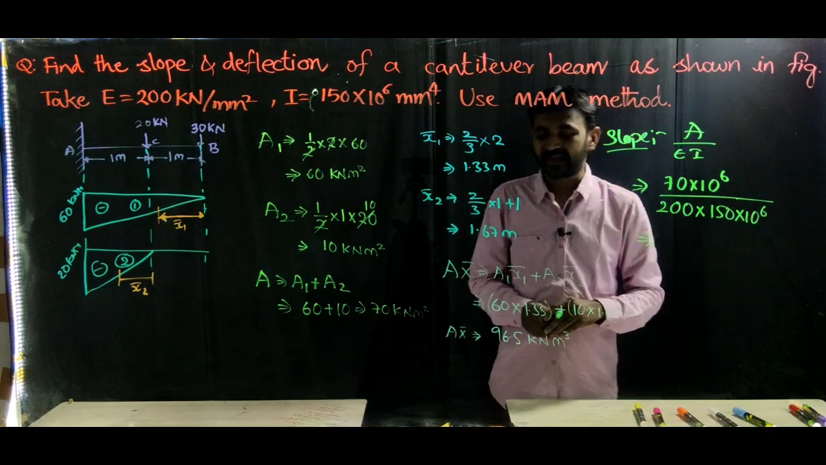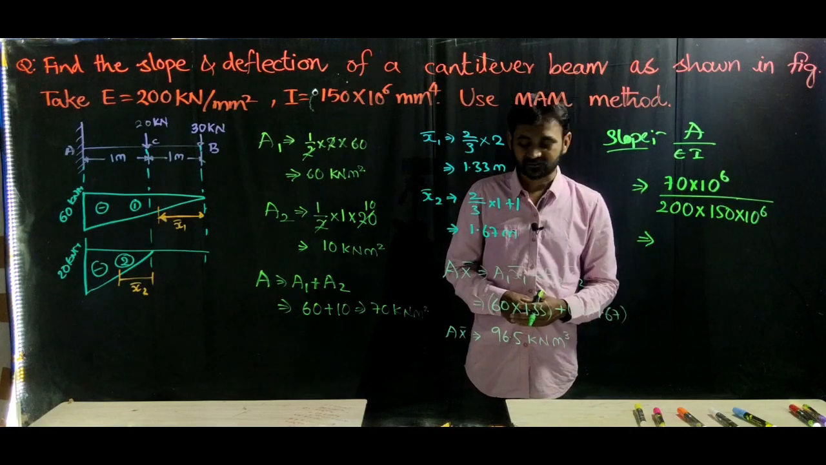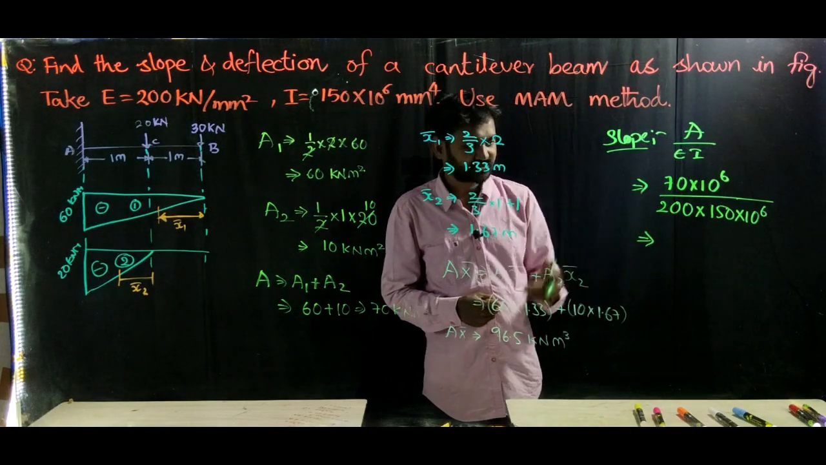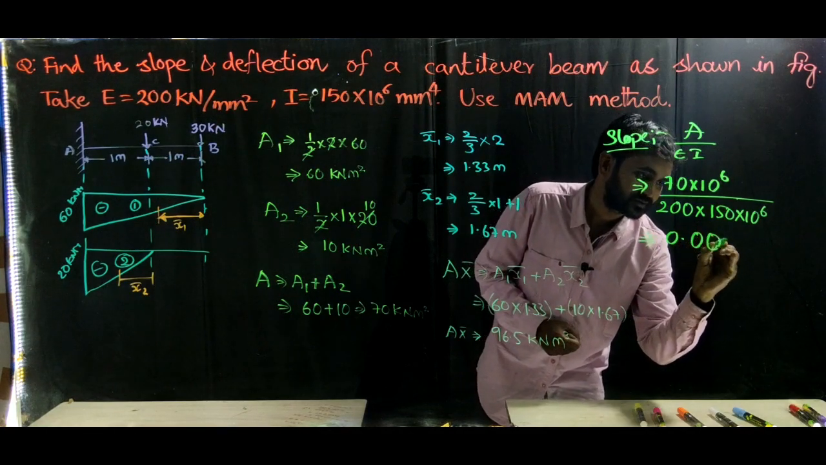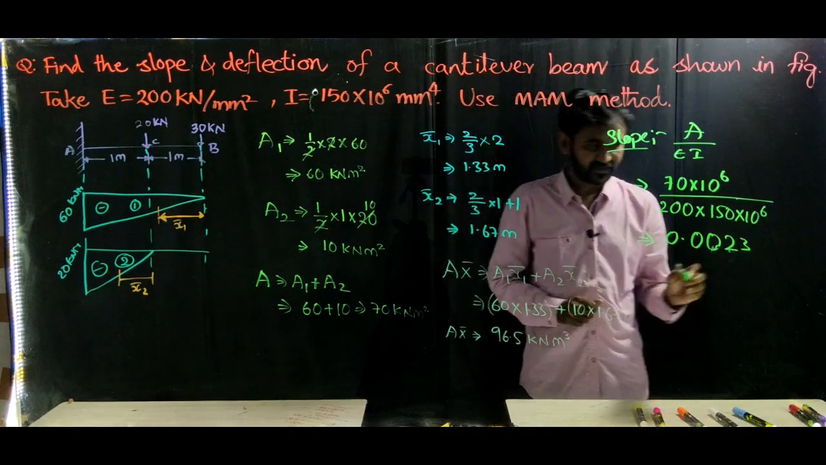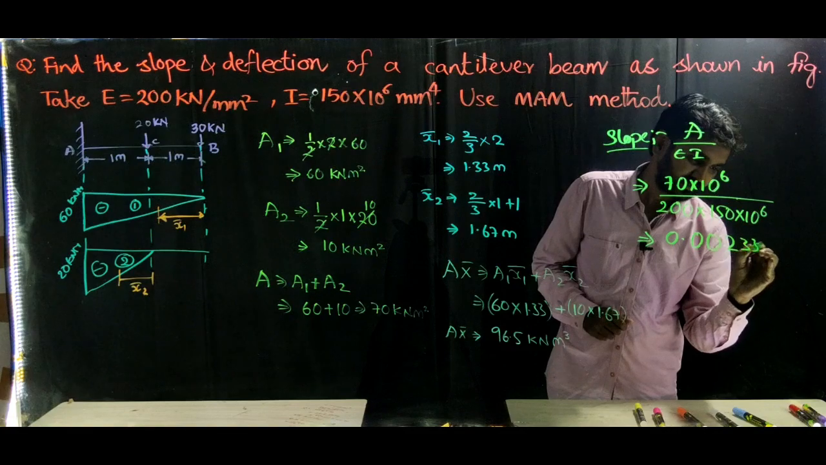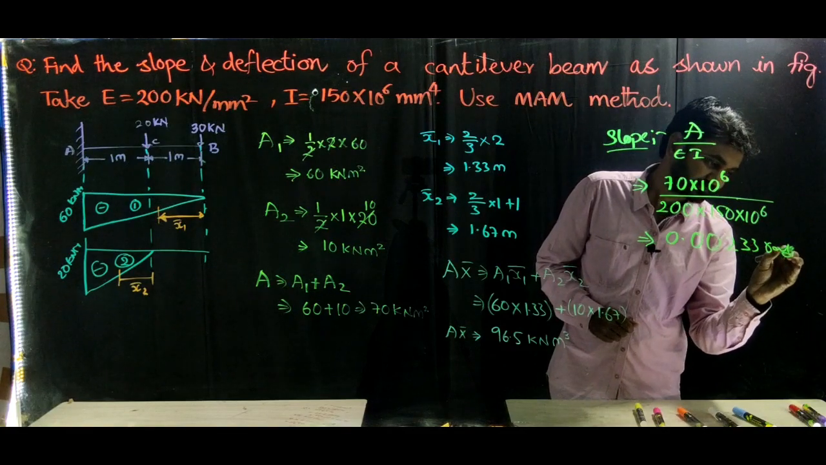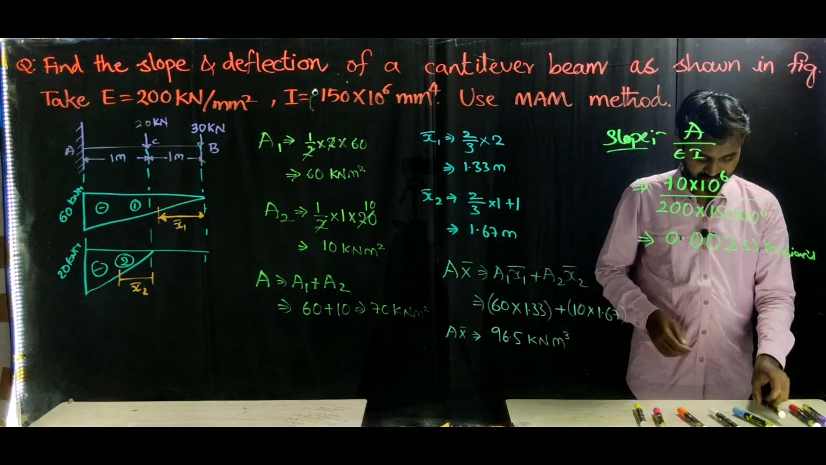After typing this in your calculator, you will get the value in radians. The slope will be 0.00233 radians. So this is the value of slope.